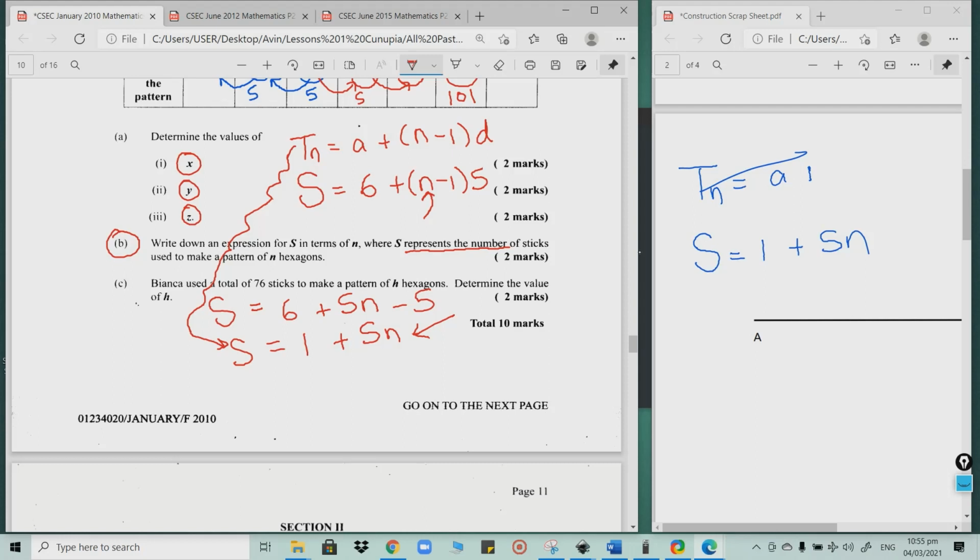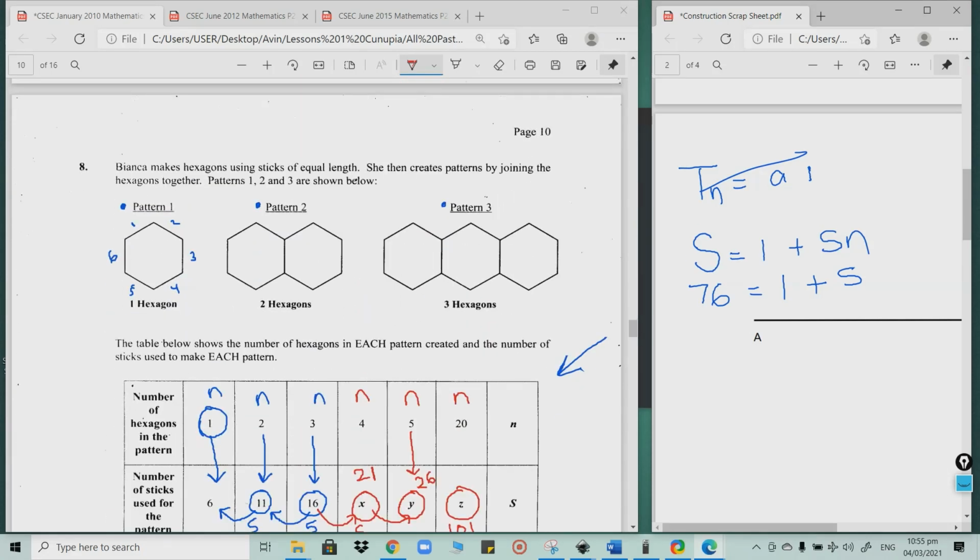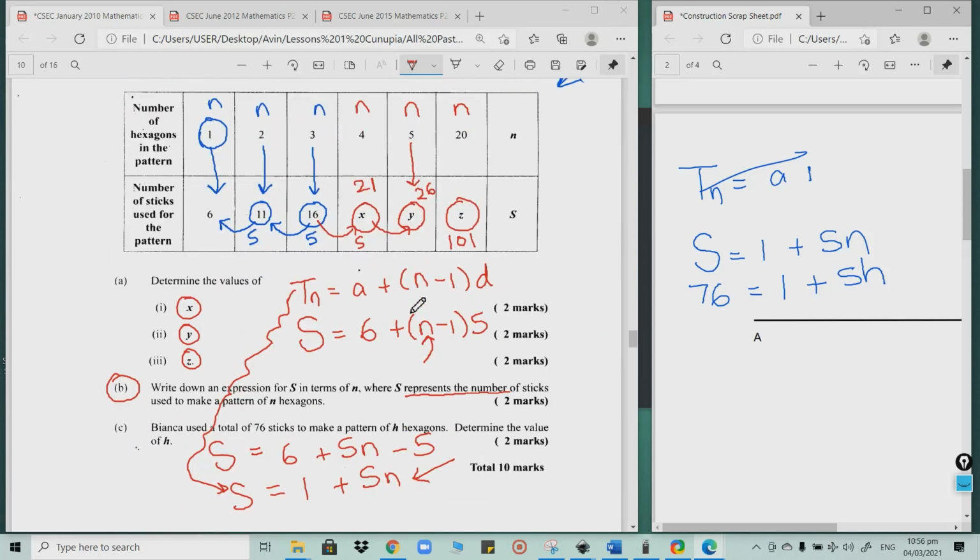So now in part C, we know how many sticks it has. It has 76 sticks, 1 plus 5n, and they want to know how many hexagons it will have in order to have 76 sticks. So n is basically how many hexagons it has. Remember, when this was term 1, it had 1 hexagon. When it was term 2, it had 2 hexagons. This is term 3. How many hexagons does it have? 3 hexagons. So that means n is the term as well as the amount of hexagons it has. So they're already asking us to find n. They're kind of backtracking. So let's solve for n.